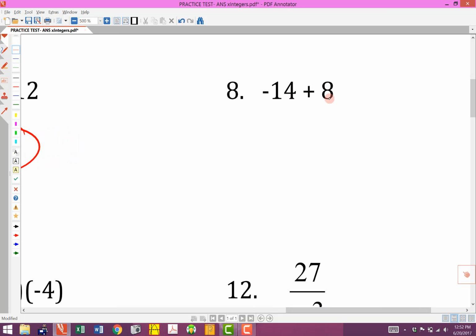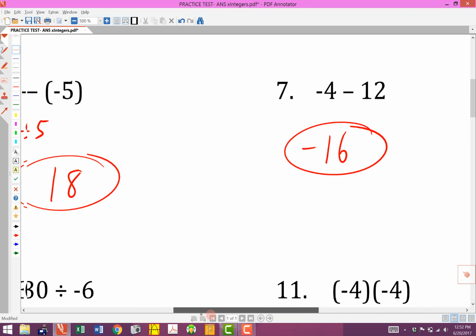No rewriting on this one either. Different signs, find the difference. The difference is 6. The bigger one's 14, and it's negative, so the answer is negative 6 on that one.